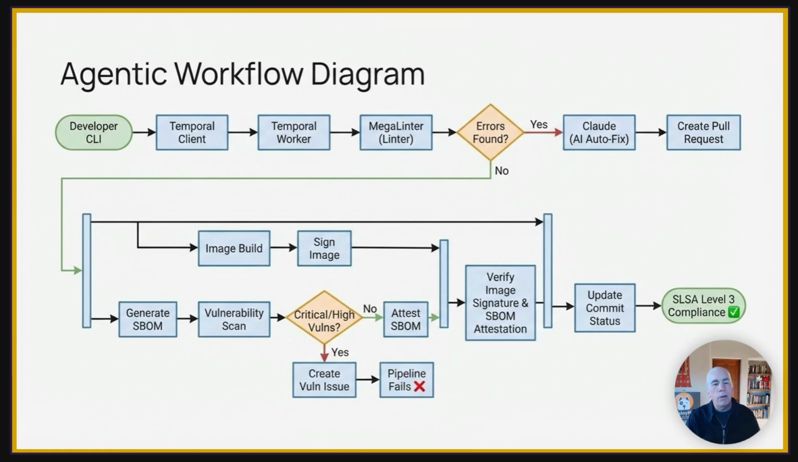Now, after we do our merge of our fixes, we go through the full path. So we do the MegaLinter again because we want to double check, and then we go on to generate our SBOM, do our build, our vulnerability scan, our signing. And again, if we have a vulnerability that was found that's high or critical, we actually exit out of the pipeline again. We create an issue and pass that back to developers to fix. If everything's good, we have no high or critical vulnerabilities. We attest everything and verify our signatures and attestations. And then that's where we wrap up our pipeline. And that gives us our full SLSA level 3 compliance.